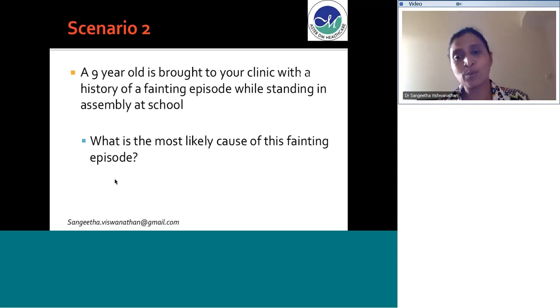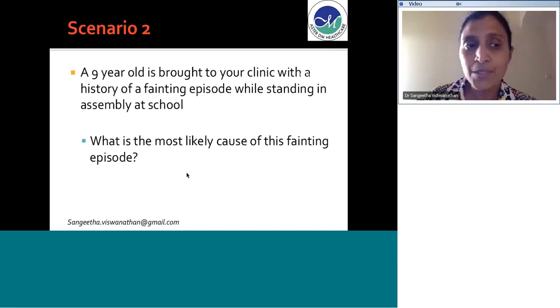It's a very typical history. This is something that all of us see in our outpatient. Correct. So the most common or most likely cause of this fainting episode is going to be neurocardiogenic or vasovagal syncope. So usually, it is related to decreased cerebral blood flow on standing up.